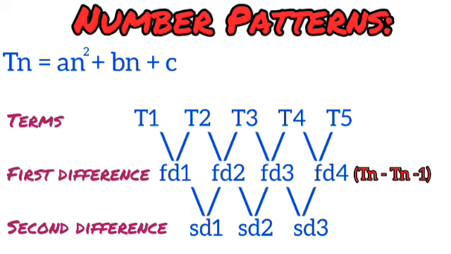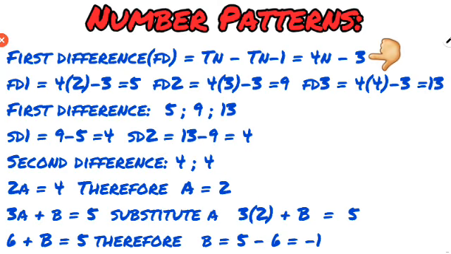A is going to be our second difference. That's going to be the same number. B is going to be 3a plus b is equal to the second difference. So we need the second difference and the first difference for us to be able to get the first term. So the first difference, we have said that the equation they have given to us, it was that Tn minus 1, which is 4n minus 3.